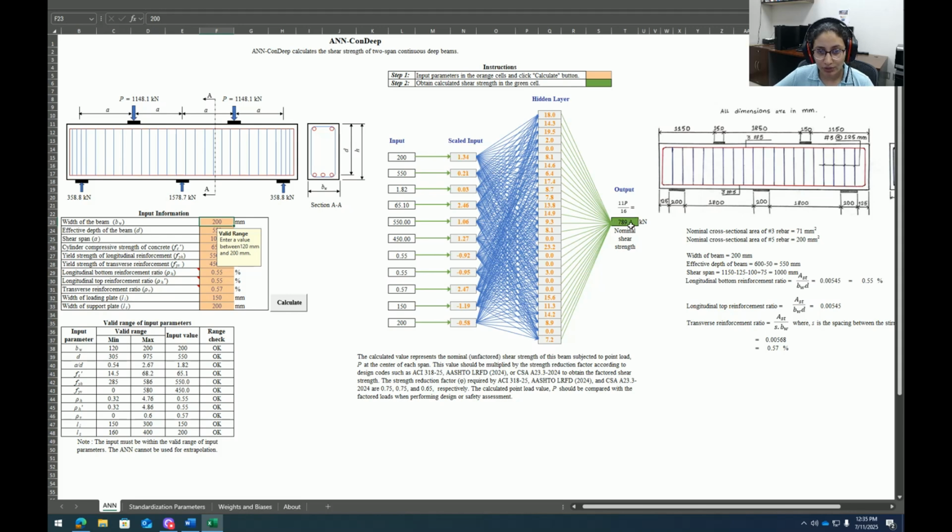Here I have used this shear strength to calculate the maximum point load the beam can sustain. This calculated maximum point load value should be compared with the factored loads when performing design or safety assessments. So that's how simple this ANN-ConDeep is to predict the shear strength of two-span continuous tee beams.